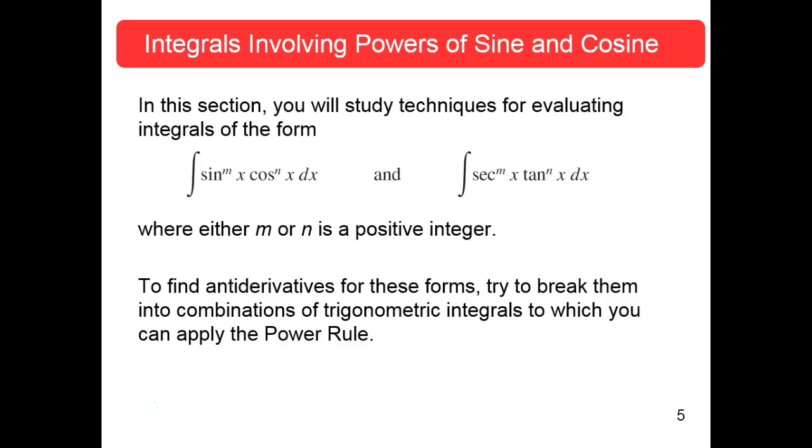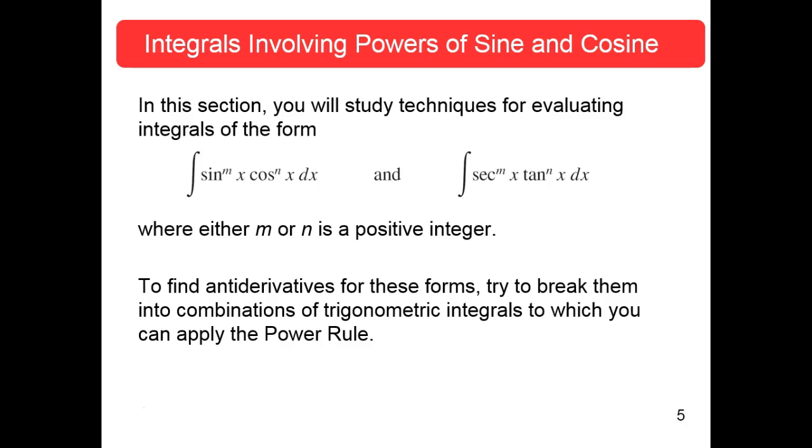Where either m or n is a positive integer. I don't like the way that's stated. I think they mean both m and n are positive integers. I can't think when we'll ever put any of those as negatives.